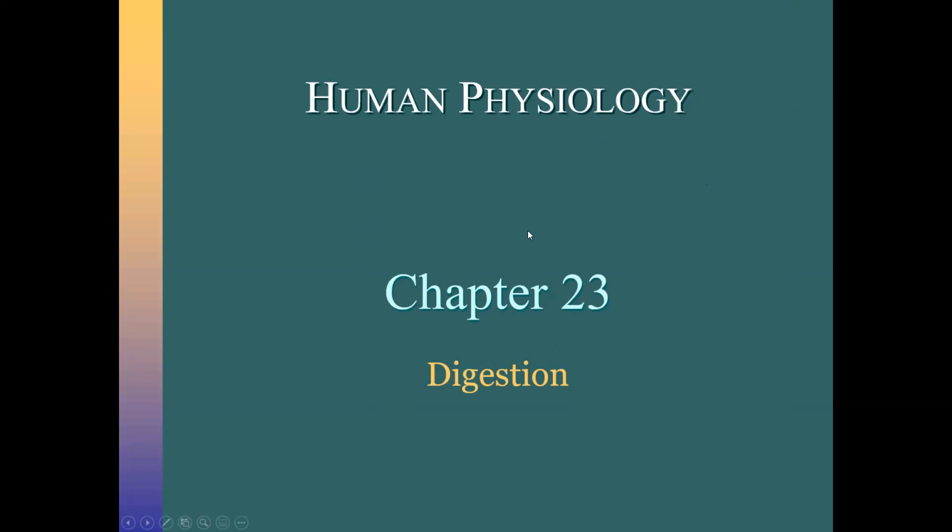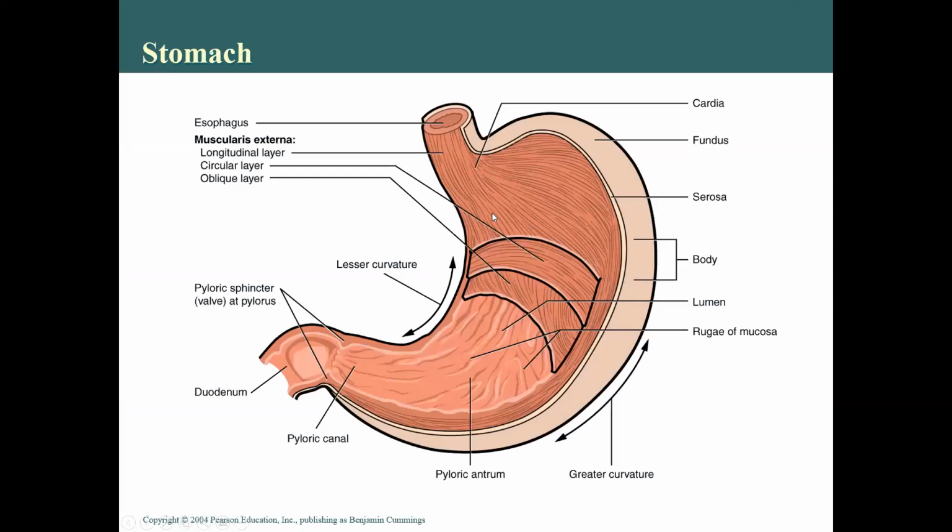All right, chapter 23, digestion. Here we go. This is a figure directly from your text. This shows you the anatomy of the stomach. It shows you the different parts, the fundus, the area that comes up above. We also find that in the gallbladder as well as the uterus.